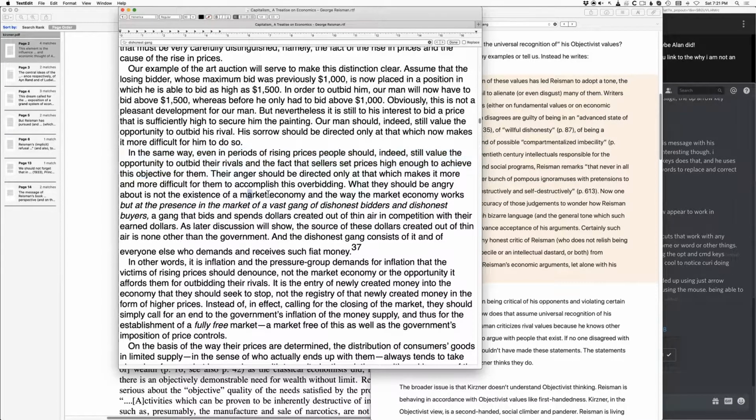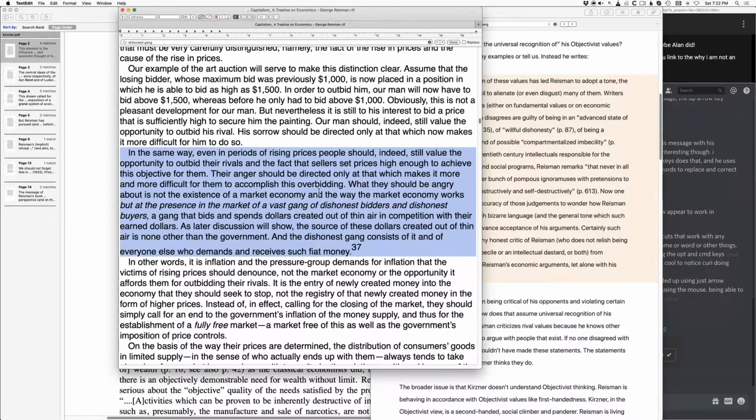So the problem is not the market economy. The problem is the presence in the market of a vast gang of dishonest bidders and dishonest buyers, a gang that bids and spends dollars created out of thin air in competition with their earned dollars. As later discussion will show, the source of these dollars created out of thin air is none other than the government, and the dishonest gang consists of it and of everyone else who demands and receives such fiat money. Okay, so he's saying that the government prints money and uses it to bid for things, and this raises prices.